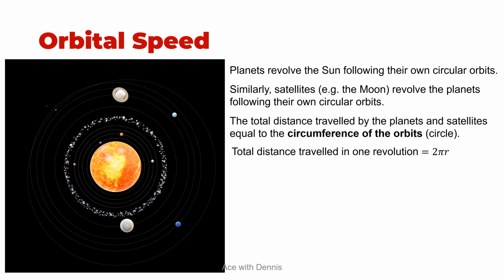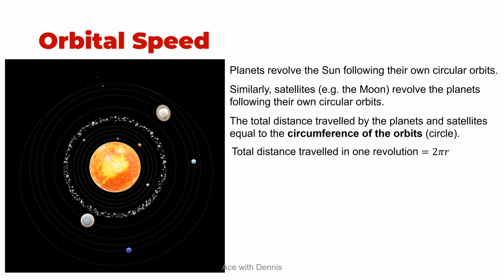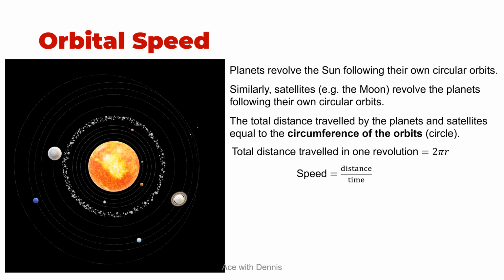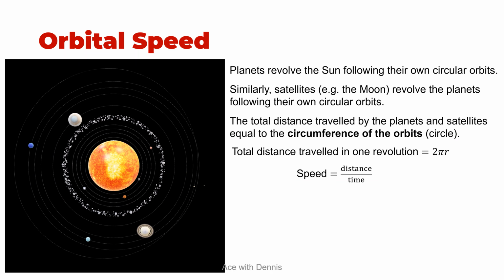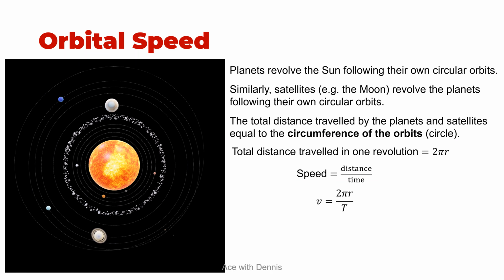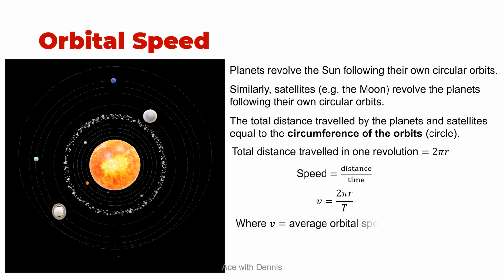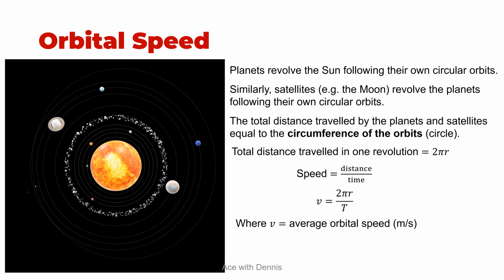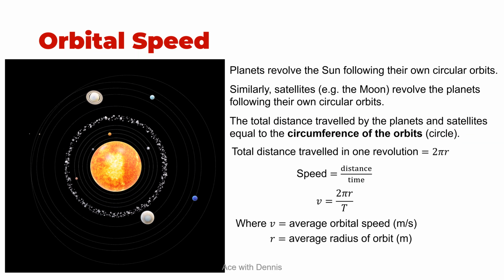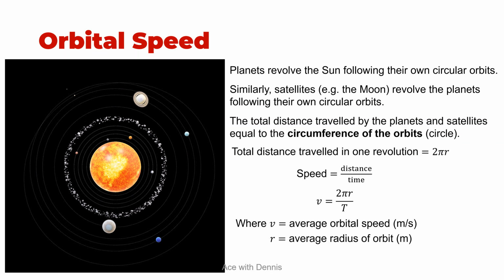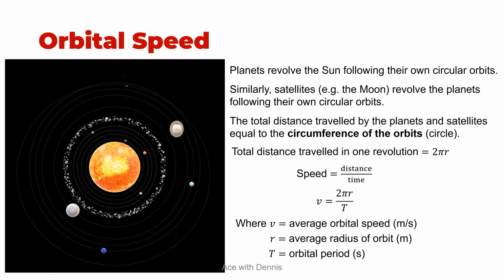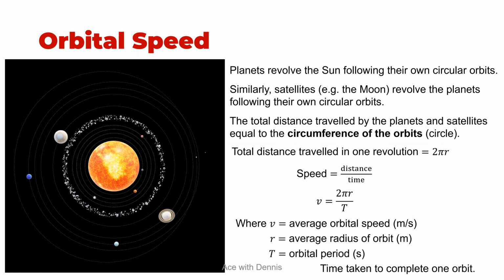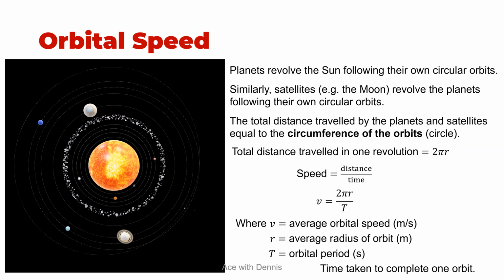Therefore, we can calculate the total distance traveled in one revolution as 2 pi r. And we know that speed equals distance over time. Therefore, v equals 2 pi r over t, where v is the average orbital speed in meters per second, r is the average radius of orbit in meters, and t is the orbital period in seconds, which means the time taken to complete one orbit.